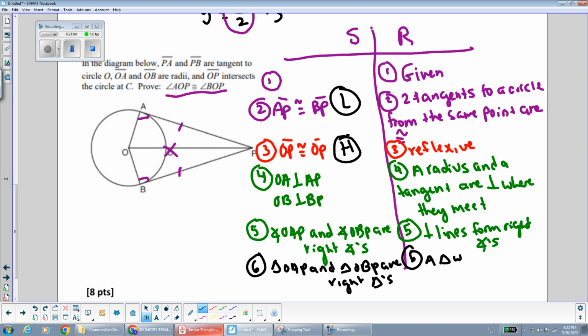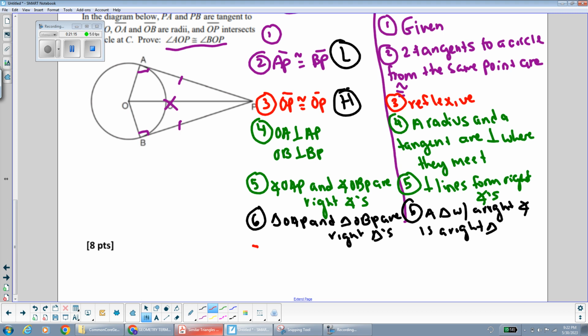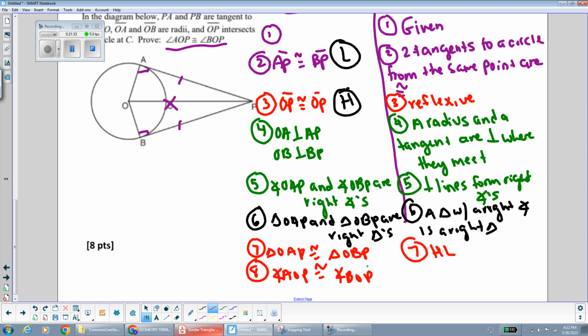A triangle with a right angle is a right triangle. From here, I can finish up. Triangle OAP is congruent to triangle OBP. That would be HL. And then I can prove the proof statement. And that would be with CPCTC.